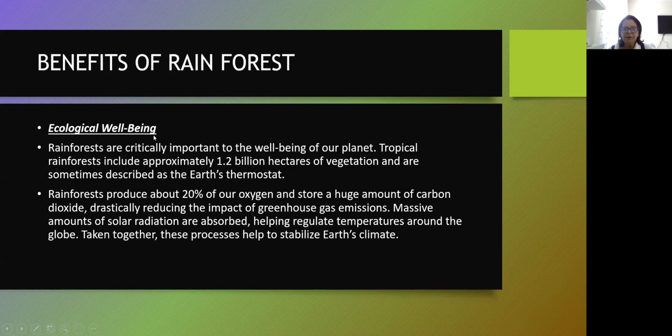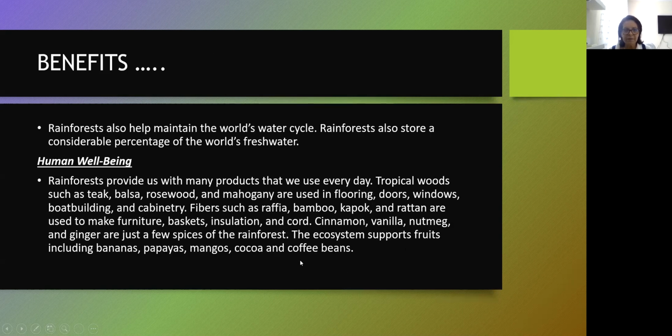We will talk about the ecological well-being, the protection of our planet, reducing the impact of greenhouse gas emissions around the world, and also the process of stabilizing the Earth's climate. We will also talk about human well-being, how they're good for humans, all the products we receive from the rainforest, also different spices like cinnamon, vanilla, nutmeg, and ginger. And the ecosystems support fruits, including bananas, papayas, mangoes, cocoa, and coffee beans.